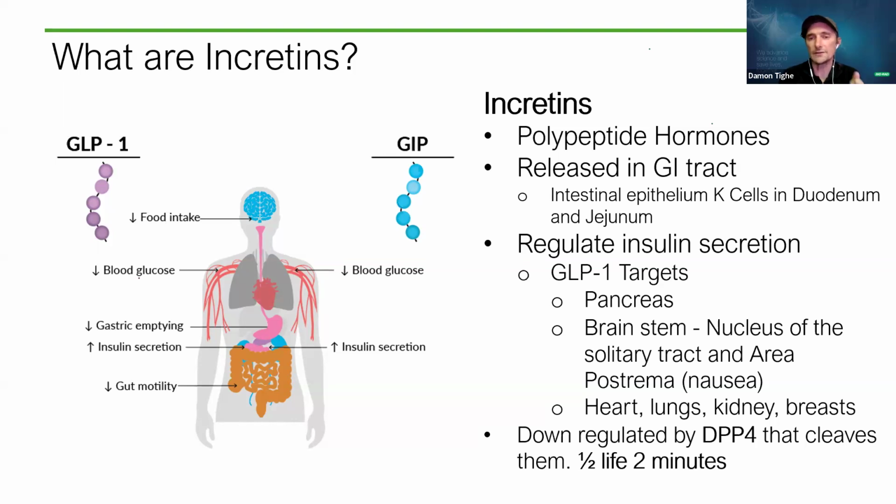GLP-1 targets the pancreas and the brainstem, or at least these are two to think about. It targets some other places, but these are two really important ones. It targets the pancreas because that's where you're going to get your insulin production from. But the brainstem is really interesting, and this is going to be a factor when we ultimately talk about some of the side effects of these drugs. GLP-1 will hit the brainstem in the nucleus of the solitary tract, area postrema, and ultimately will cause nausea at certain levels. This is why when people take semaglutide and some of these other drugs, they end up feeling nausea.